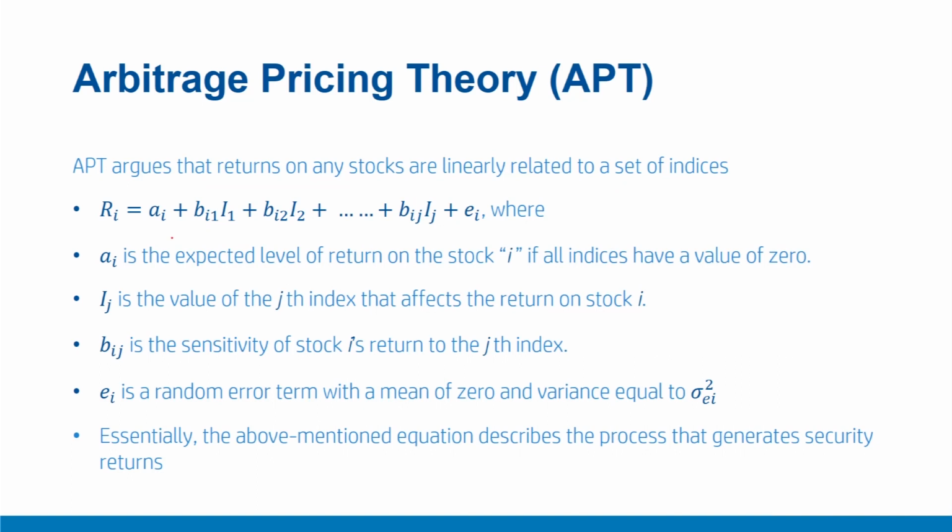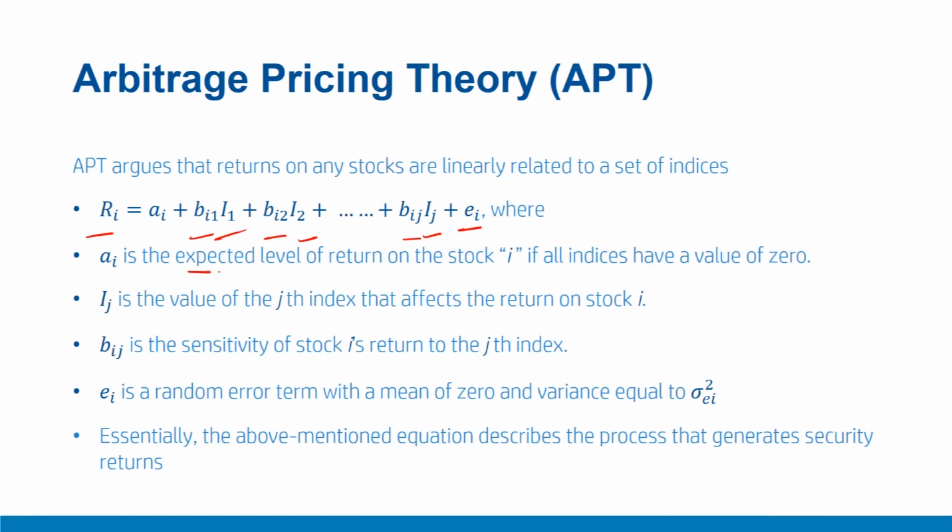For example, APT argues that returns on a stock are linearly related to a set of indices like I1, I2 and so on up to Ij. Here these indices can be like an oil and gas sector index or banking sector index, or broad macroeconomic influences like market influences. So Ri equals alpha i plus Bi1 into I1 plus Bi2 into I2 and so on up to Bij into Ij plus Ei. This equation is precisely the return generating process that we are talking about.